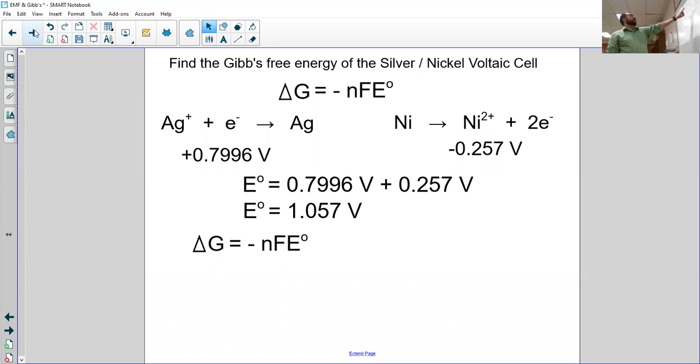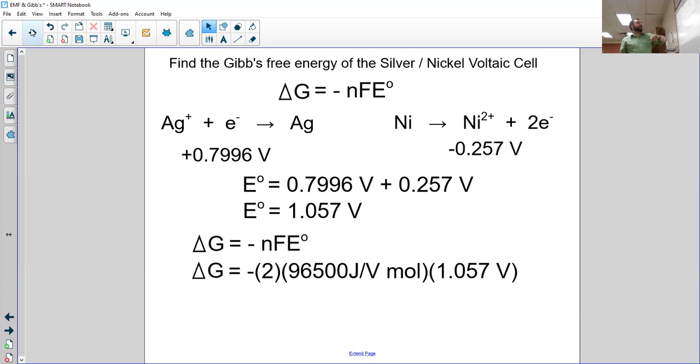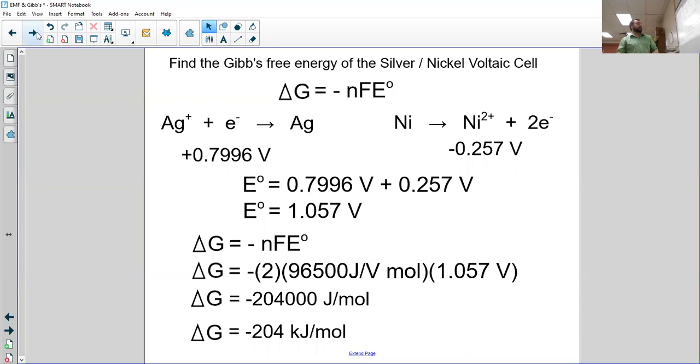In our example here, we have 1 electron being transferred in the silver and 2 electrons being transferred in our nickel. We're going to go with our common multiple. Common multiple of 1 and 2 is 2. So we do 2 electrons. We get negative 2 times our Faraday constant times our E naught. We get our value of negative 204,000 joules per mole. We don't like it as a big number like that, so we convert it to negative 204 kilojoules per mole. That's our final answer there.